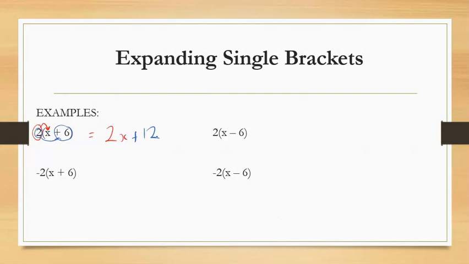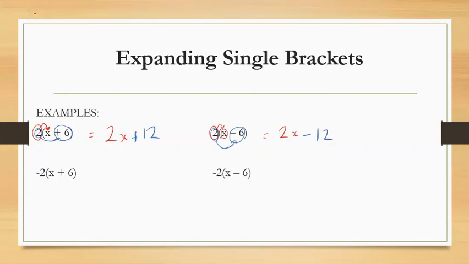In the next example, you've got 2 multiplied by x is 2x, and that's a positive 2. And then you have that positive 2 multiplied by negative 6. You've got a positive and a negative. So 2 times 6 is 12, and a positive and a negative means the answer will be negative.